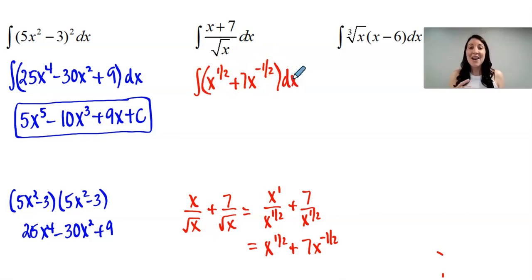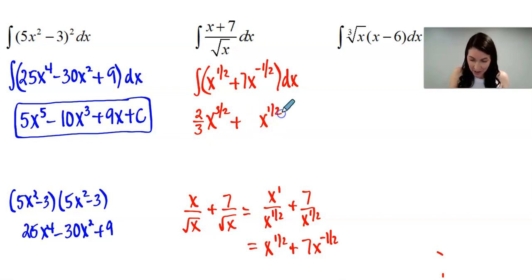All right, now that I've written it as a polynomial function, now I can use the power rule for integration. So I'm going to add 1 to 1/2, and that gives me 3/2, and then divide by 3/2, which is the same as multiplying by 2/3. Plus, I'm going to add 1 to negative 1/2, and I get x to the positive 1/2. I'm going to divide by 1/2, which is the same as multiplying by 2, so that gives me 14. And once again, do not forget your constant.